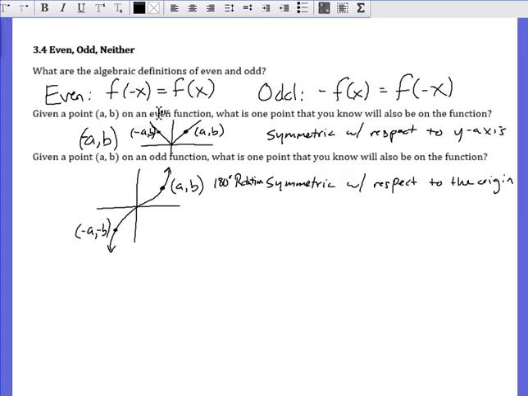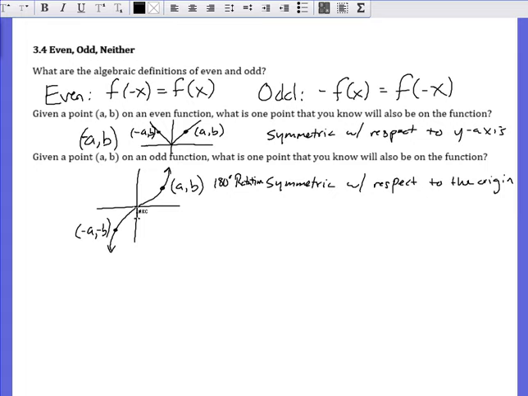Given a point A, B on an even function, what's one point you know is also going to be on the function? Here's A, B. I have the absolute value function here. Let's say A, B is in quadrant 1. If I reflect it over the y-axis, it becomes the point negative A, B. So essentially what's happening is we're negating the x coordinate for an even function.